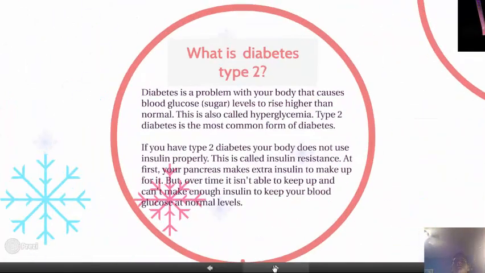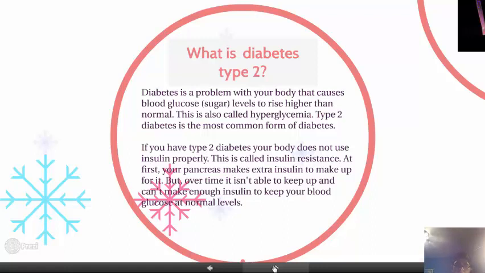What is diabetes type 2? Diabetes is a problem with your body that causes blood glucose, sugar levels to rise higher than normal. This is also called hyperglycemia. Type 2 diabetes is the most common form of diabetes.